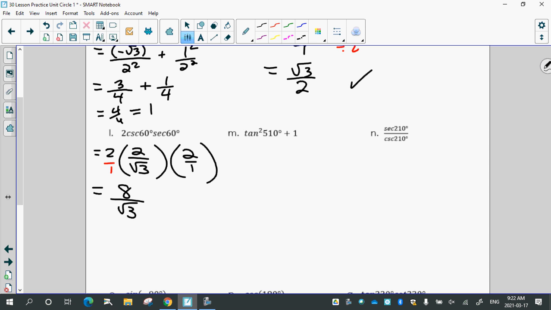Okay? All right, tan squared of 510 plus 1. I'm going to write it as tan of 510 squared plus 1. Then I'm going to find out the principal angle of 510 by subtracting 360. And that gives me 150.